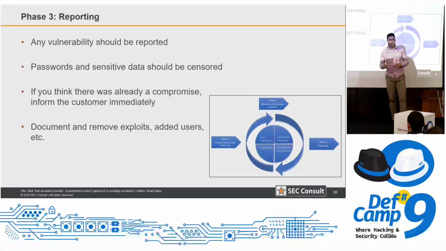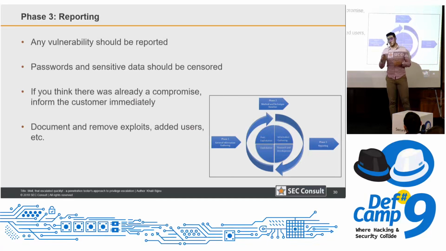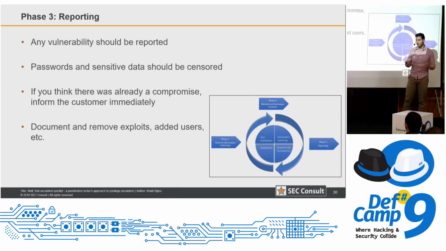And phase 3 is the reporting phase. As in every penetration test, any vulnerability should be reported, independent of whether it worked or didn't work. Sometimes you have a vulnerable service, but you cannot exploit it because you don't have the time or because of other things. Nevertheless, you should report it and document it so that the customer can patch or fix the vulnerability. Also, passwords and sensitive data should always be censored, because you don't know who will get access to the report. And you don't want the domain admin password to be known to everyone, right?